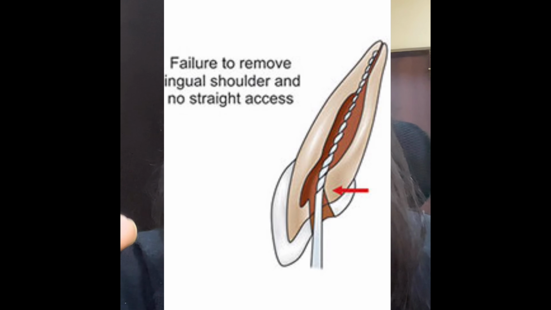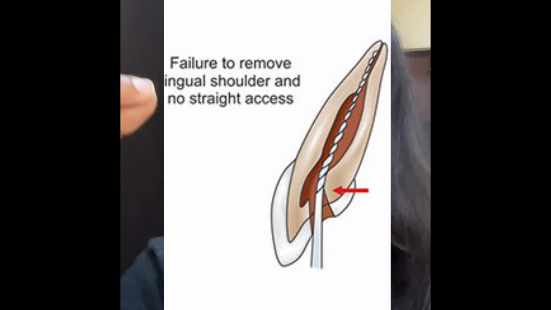So how do we prevent that buccal perforation and get a straight line access into the canal? That is by removing this lingual shoulder or the lingual shelf that is extending. That way we can get a straight line access and that prevents perforations.